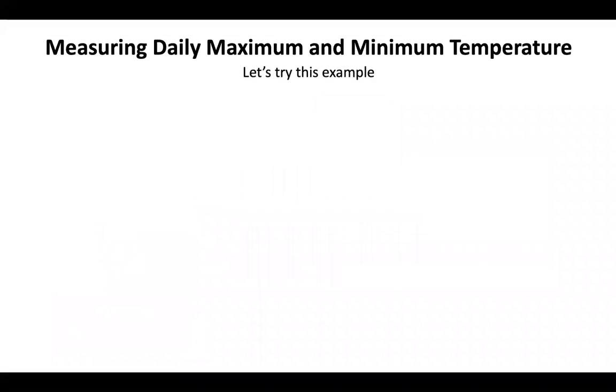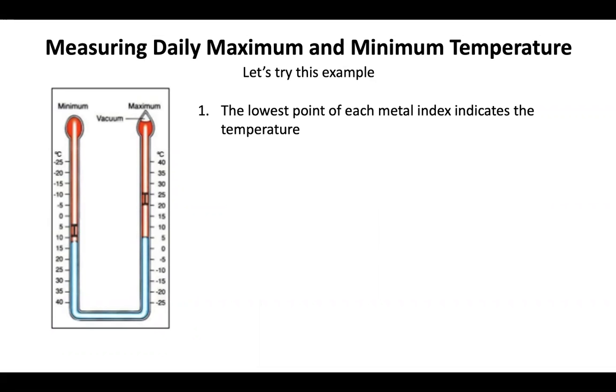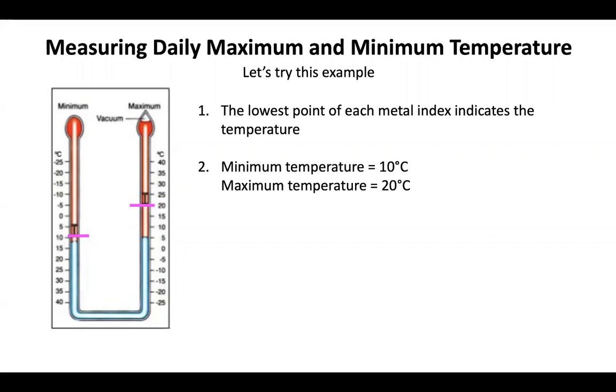Let us try one more example. Take a look at this maximum and minimum thermometer here. Remember that the lowest point of each metal index indicates the temperature. So the minimum temperature on the minimum thermometer is about 10 degrees Celsius, and the maximum temperature on the thermometer is about 20 degrees Celsius. So let's put this down. The minimum temperature is 10 degrees Celsius and the maximum temperature is 20 degrees Celsius.